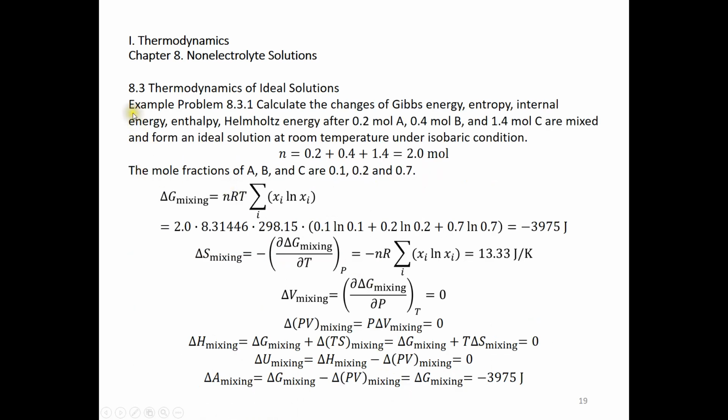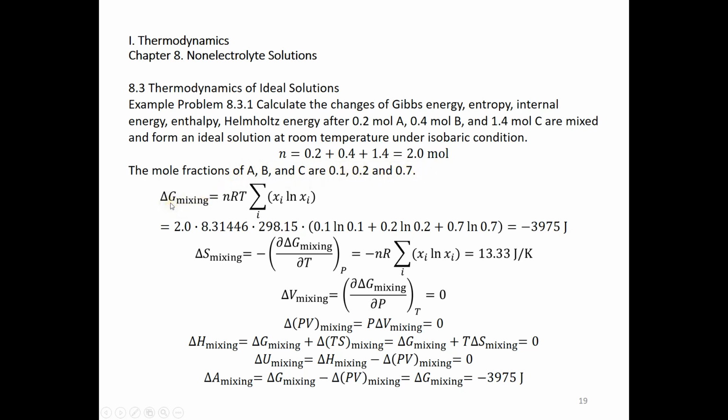Now let's look at one numerical example problem. 8.3.1. Calculate the change of Gibbs energy, entropy, internal energy, enthalpy, and Helmholtz energy after we mix 0.2 moles of A, 0.4 moles of B, and 1.4 moles of C to form an ideal solution at room temperature under isobaric condition. First, the total number of moles is 2 moles. The mole fractions are 0.1, 0.2, and 0.7. We double check here, make sure the sum is 1.